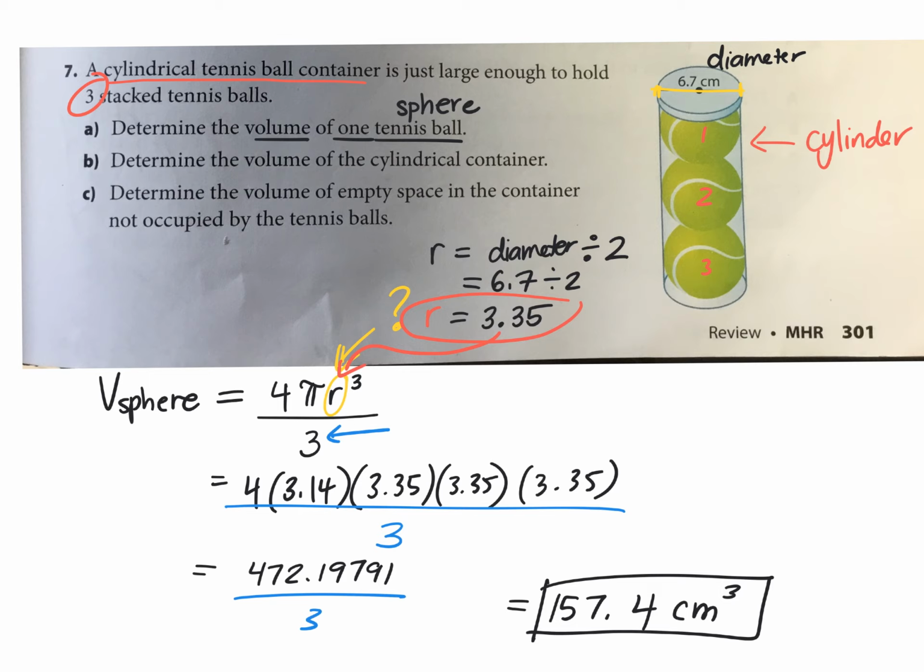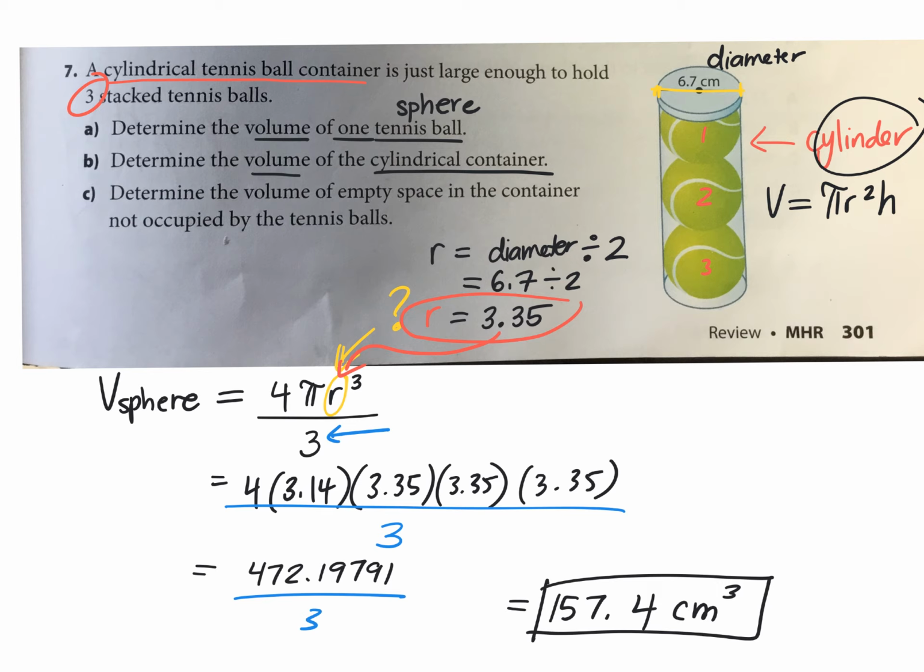Now we're going to get into the difficult part of this question. Find the volume of the container, which is a cylinder. So now we have to find the volume of a cylinder. What is the formula for volume of a cylinder? Pi r to the power of 2 times height.